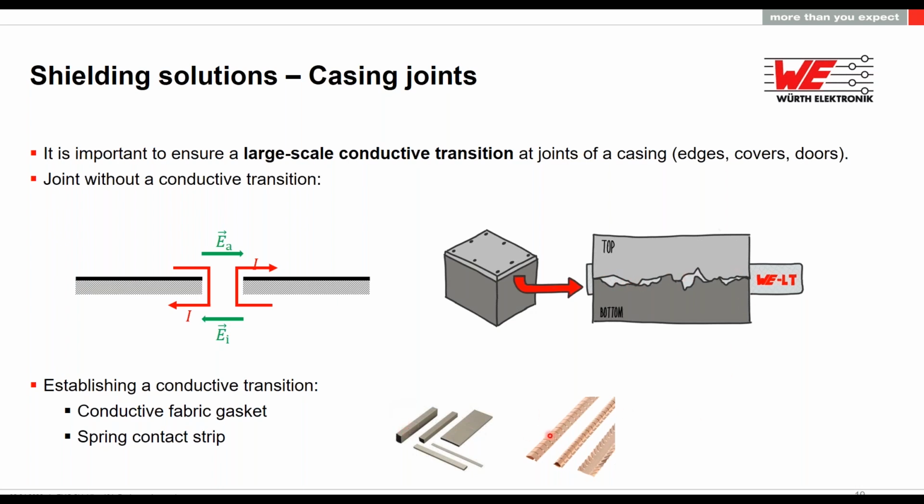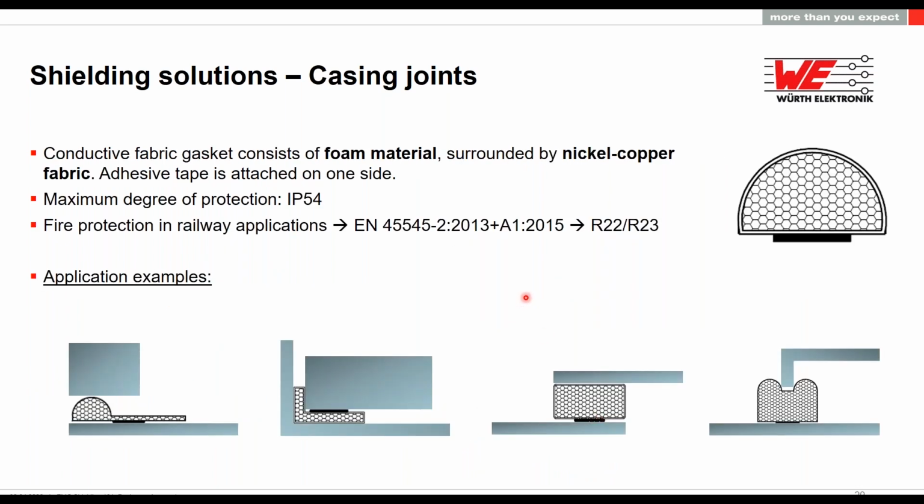Mainly, there are two kinds of gaskets: the conductive fabric gasket and the spin contact. The first one, the fabric gasket, is composed of a foam material on the inside, surrounded by a nickel copper fabric. I say nickel copper because I'm talking about a standard one, but different materials can also be selected, such as aluminum, copper, whatever.